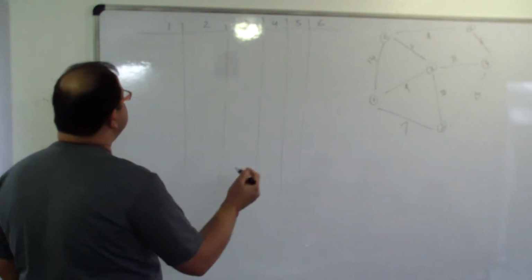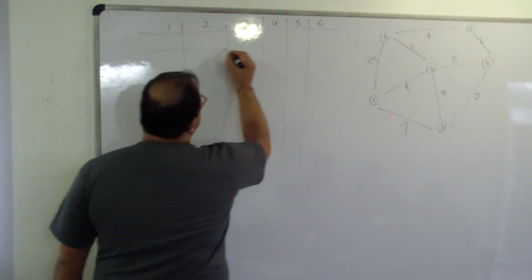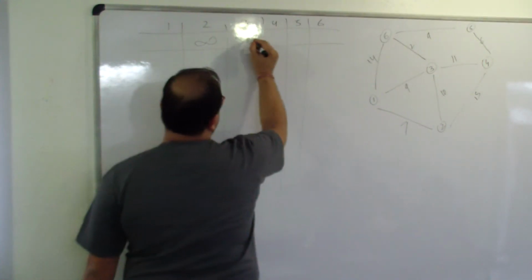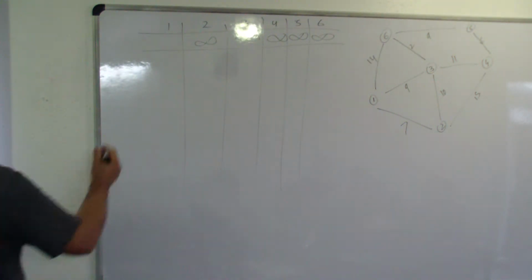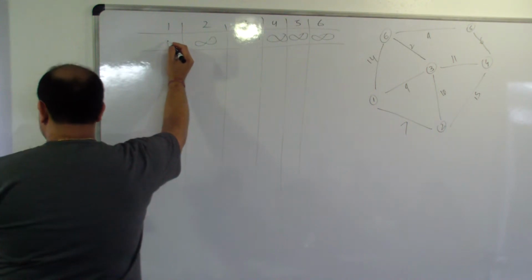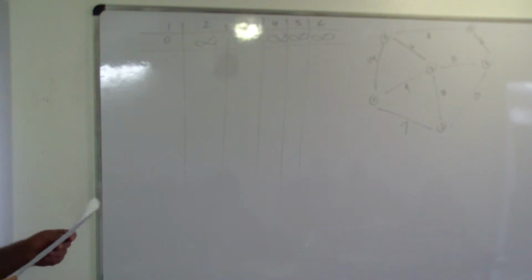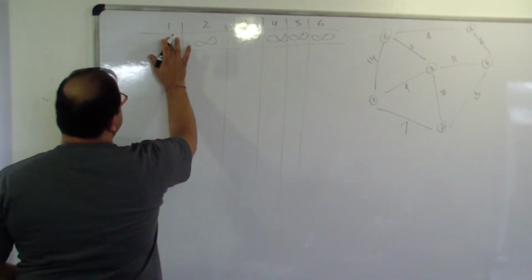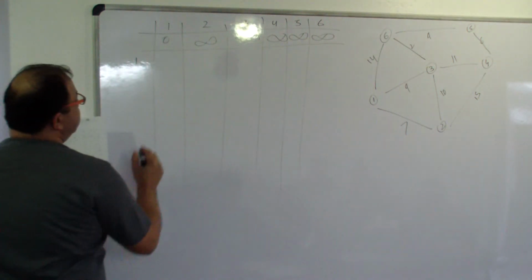So let's say we are starting with 1, right? First in this, what we do is we actually make everything else infinite. This is basically 0 at this point, whatever you want to call it. So we are starting with 1. Next, what we want to do is we will write 1 over here.